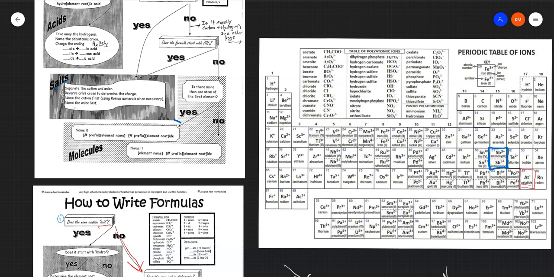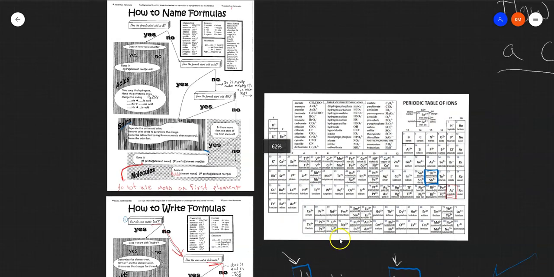All right. Because for this one here, prefix number, do not use mono on first element. So even though it says prefix number here, do not use mono. And they kind of cover that because it says, is there more than one atom on the first element? No, they tell you not to put a prefix here. So yeah, I kind of see it, but just keep that in mind.